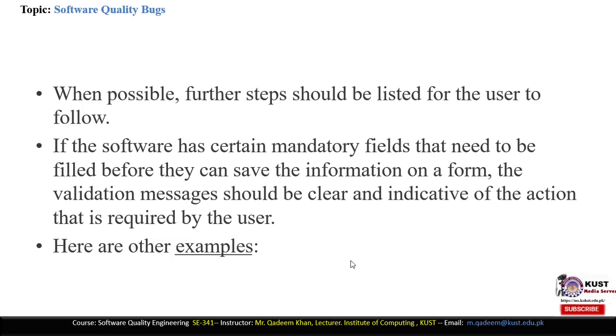When possible, further steps should be less strict to the end users. Means that there should be further sub steps, that this problem is because of these sub problems. If the software has certain mandatory fields that need to be filled before the information on that form is saved, then the validation message should be clear and indicative of the action required by the user. So all the validation should be on the user side when something wrong happens.